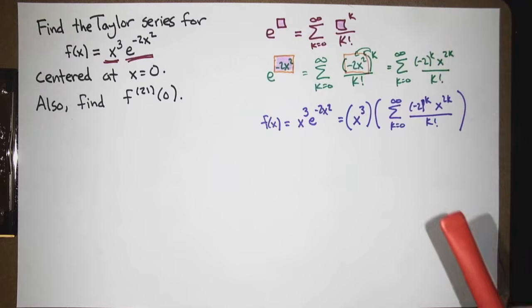Because right now, what do we have? We have polynomial times polynomial. But we'd like to have one polynomial. What can I do to put these together? What can we do?